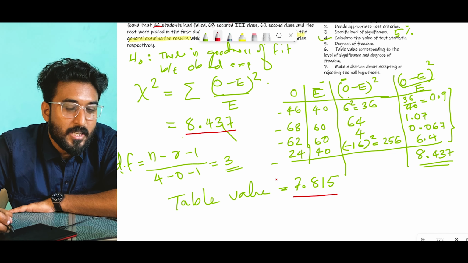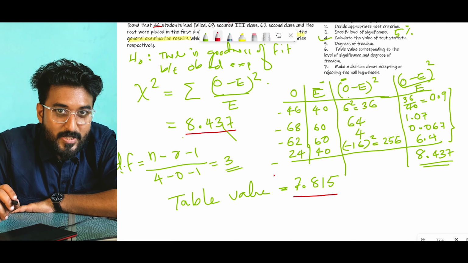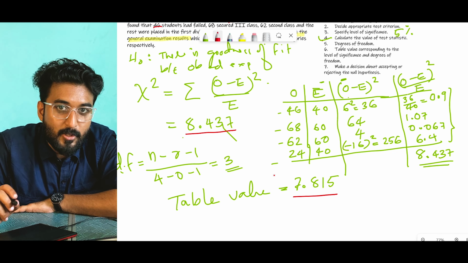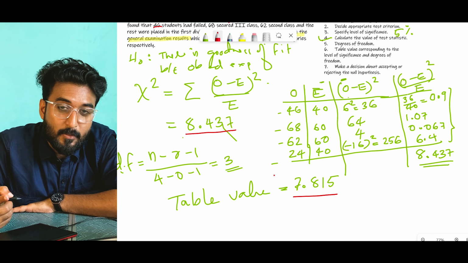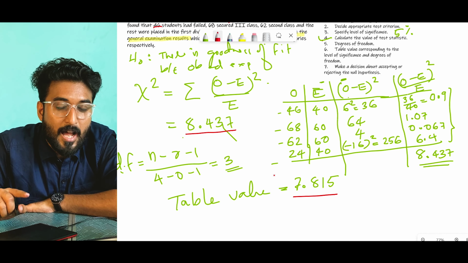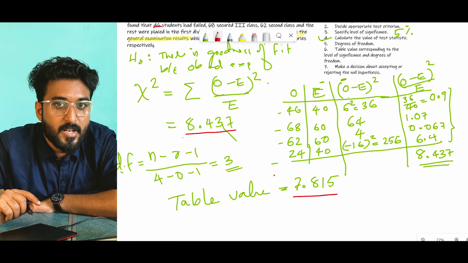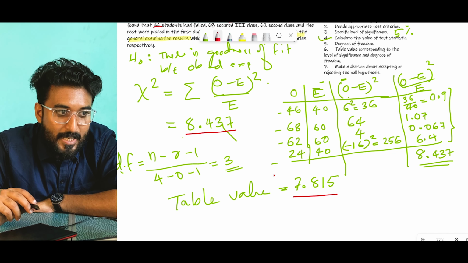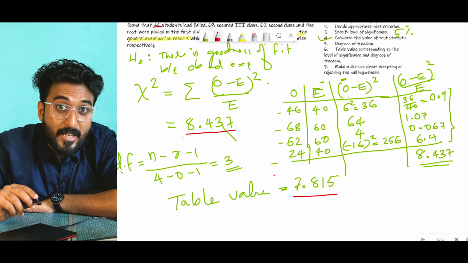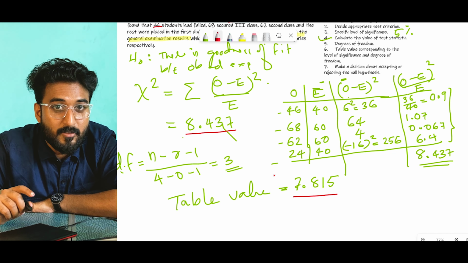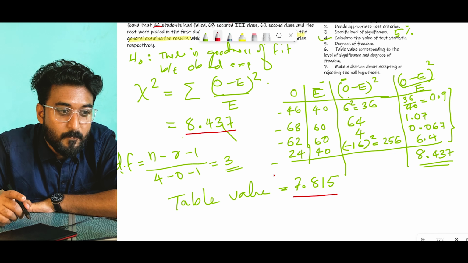So if the calculator value is less than the table value, then we will accept the null hypothesis. If the calculator value is greater than the table value, then we will reject and accept the alternative hypothesis. So this is the thing. Here you can see that the calculator value is greater than the table value. So what we will do? We will reject the null hypothesis.